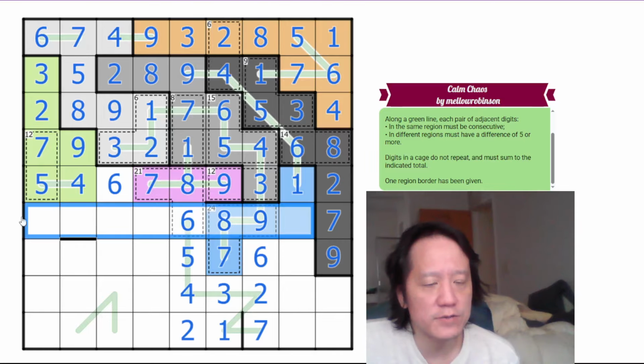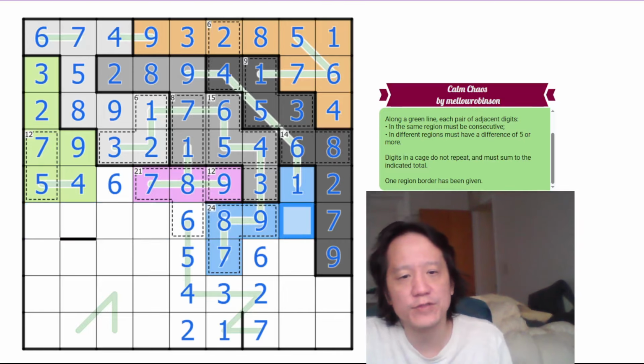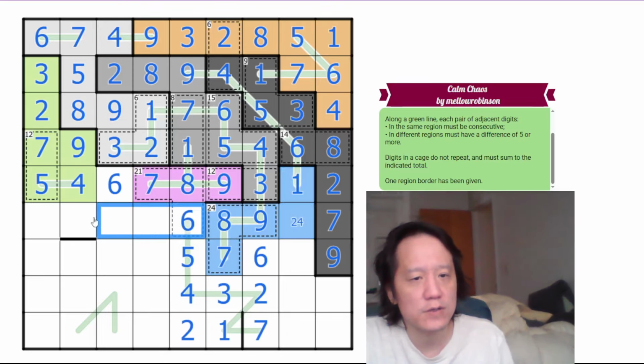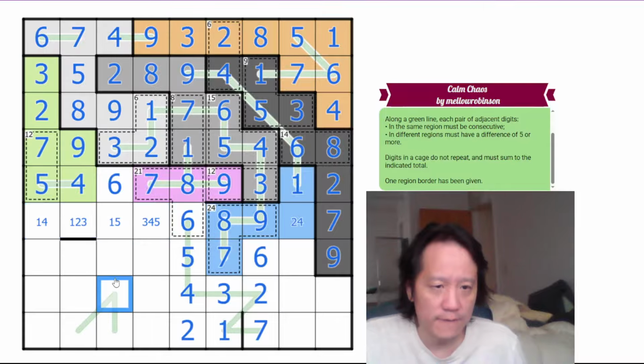Remaining digits in row 6. We have 1 through 5. And this can't be 1, 3, or 5, so it's 2 or 4. 1 through 5 here. This can't be 1 or 2. This can't be 2, 3, or 4. This can't be 4 or 5. This can't be 2, 3, or 5. Okay.